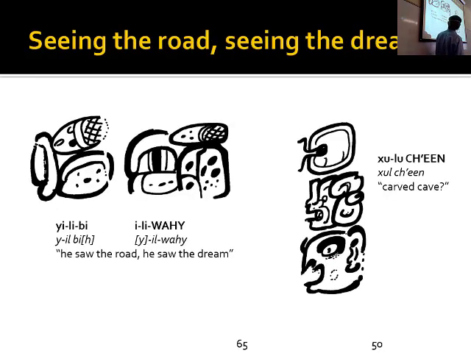This person saw the road, saw the dream, or the Wahi demon, suggesting that it was really some kind of transformative experience, right? You came there looking for a way, like your life, and you could find it, apparently. This person saw the carved cave, presumably because of the carvings and images in the cave. So seeing was very important for these pilgrims.